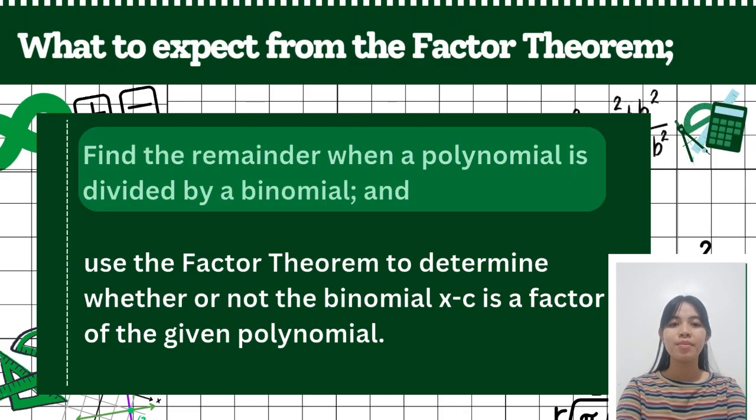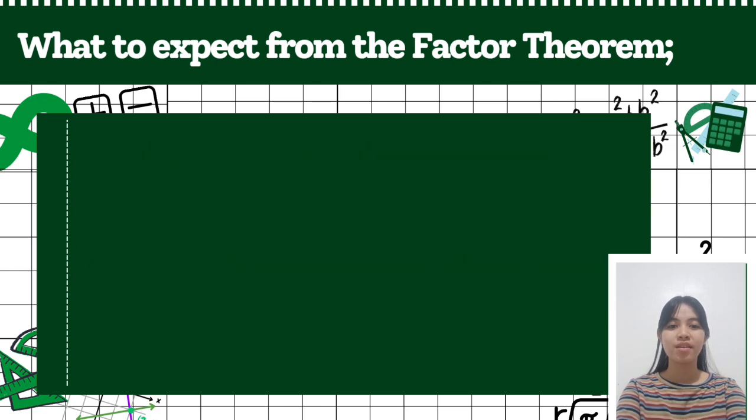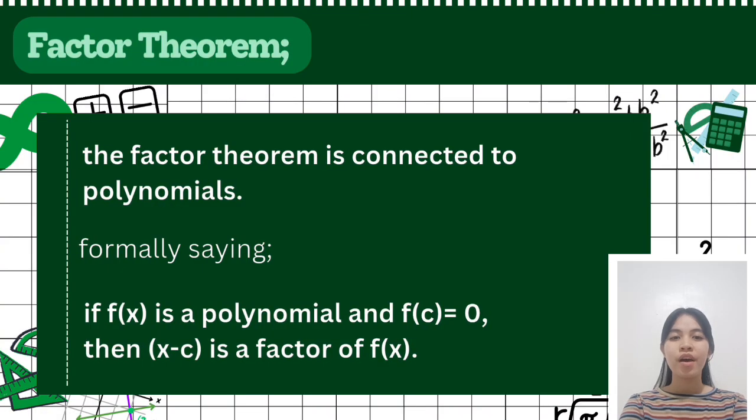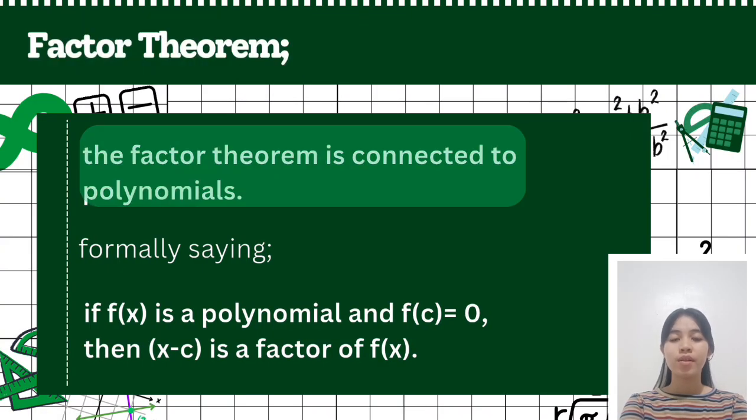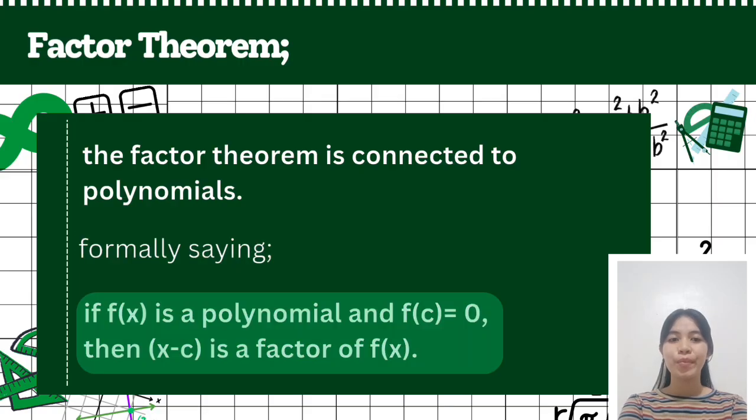First is to find the remainder when a polynomial is divided by a binomial, and use the factor theorem to determine whether or not the binomial x minus c is a factor of the given polynomial. What is factor theorem? Factor theorem is connected to polynomials. It says if you plug a number into a polynomial and the result is 0, then that number makes a factor. Formally saying, if f of x is a polynomial and f of c equals 0, then x minus c is a factor of f of x.